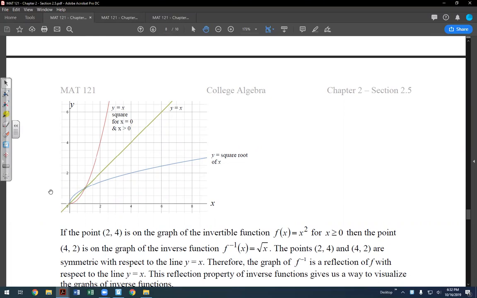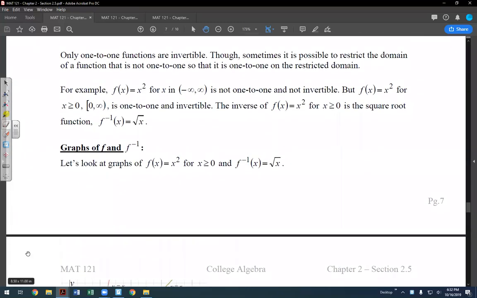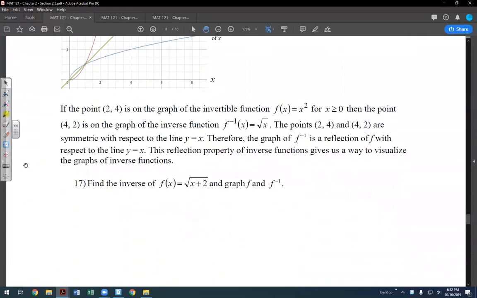But the key thing here is I cannot use that entire parabola on my x squared function. I can only use it when x is equal to 0 and x is greater than 0. Other than that, if I keep the entire parabola, I won't be able to find its inverse function. So for some of these graphs that we're about to see, you will notice that we don't go for the entire domain. We have to restrict our domain if we're going to get these to work.